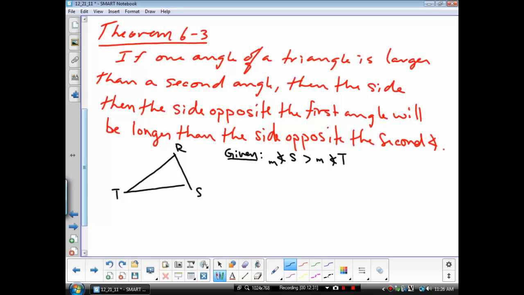What we want to prove then is that the side opposite the larger angle, since angle S is a larger angle, the side opposite is this side. Since angle T is the smaller angle, the side opposite is this side. So what we want to prove is that segment RT then has to be longer than segment RS.